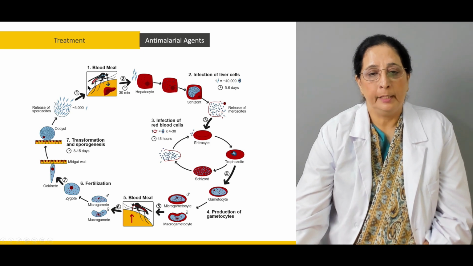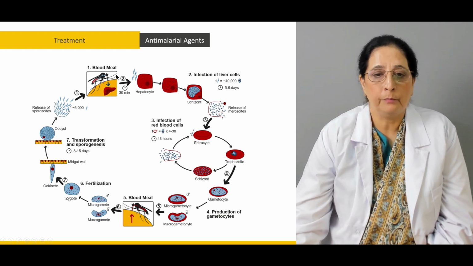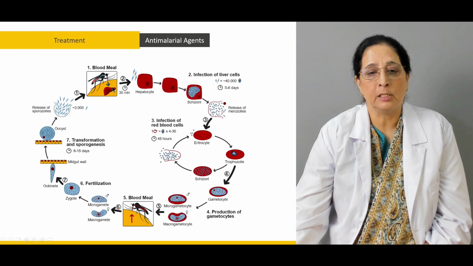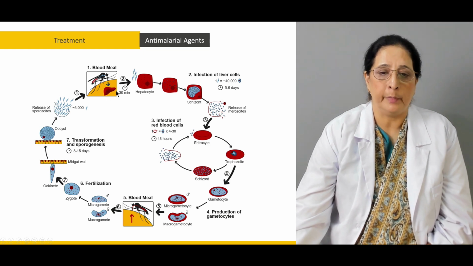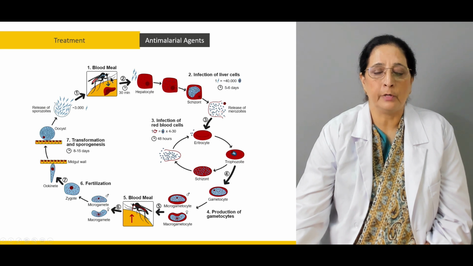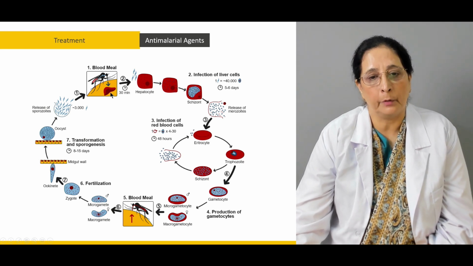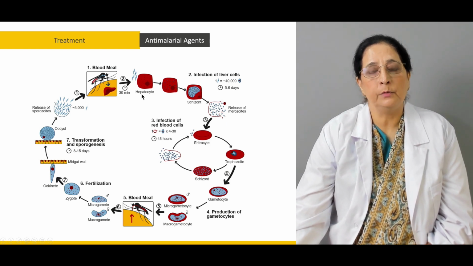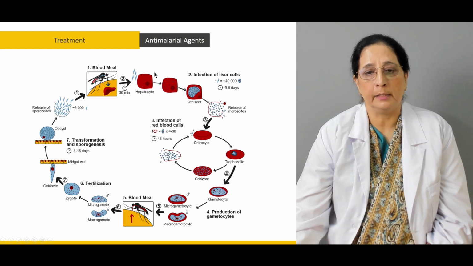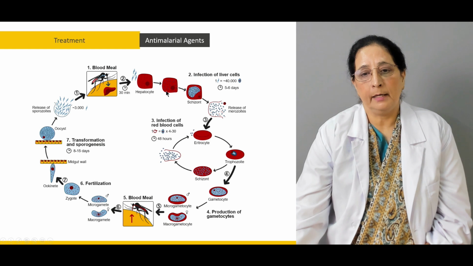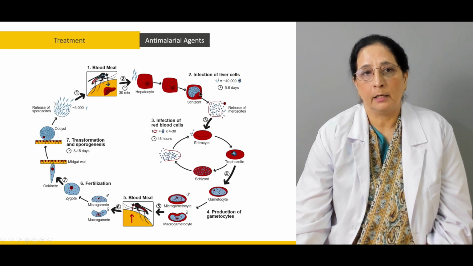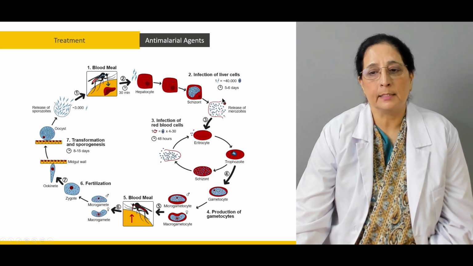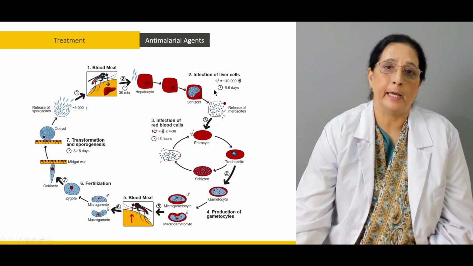Here, with the bite of the mosquito, sporozoites are injected into the human body. These sporozoites go into the hepatocyte, or the liver cell. There they grow and form a schizont, which is the second stage, the infection of the liver cells. This takes about 5 to 6 days.